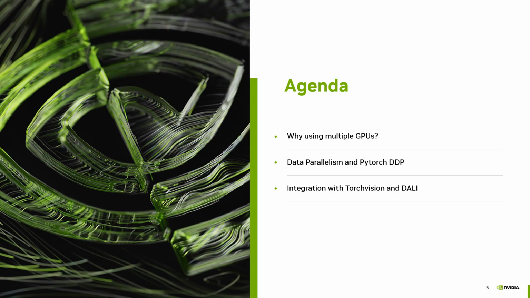So let's look first at our agenda. We will start by understanding why we need multiple GPUs and the benefits that this brings to our deep learning pipelines. Then we'll move into understanding a bit better what data parallelism means and how PyTorch approaches it. And finally, we'll see the integration of PyTorch DDP into our toolkit with two examples, one using torchvision and another one using DALI.